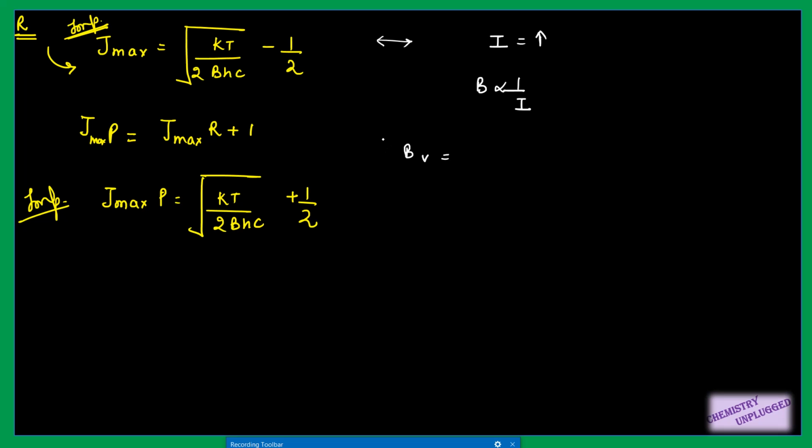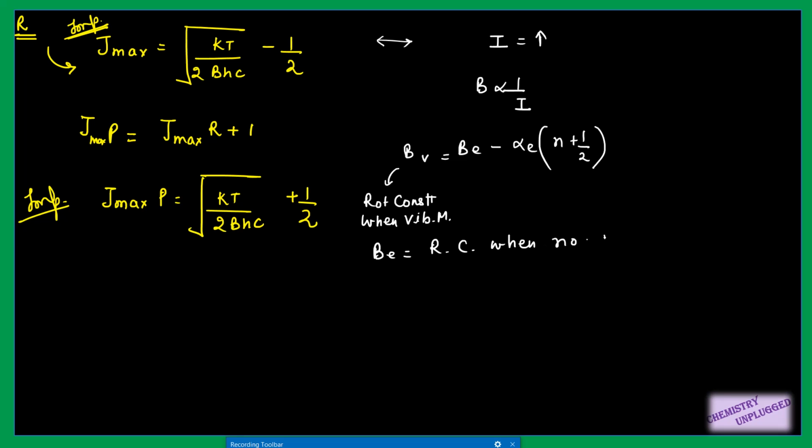Bv means the rotational constant when we are considering vibrational motions also, is equal to Be minus alpha e times (n plus 1 by 2), where Bv is the rotational constant when vibrational motions are there, and Be is the rotational constant when there is no vibrational motion, right? And alpha e is the rotational vibrational coupling constant, and its value is equal to 12 Be square over nu bar. Okay, so there are very few questions on this formula, but you can remember it. In future you can have questions based on them also.